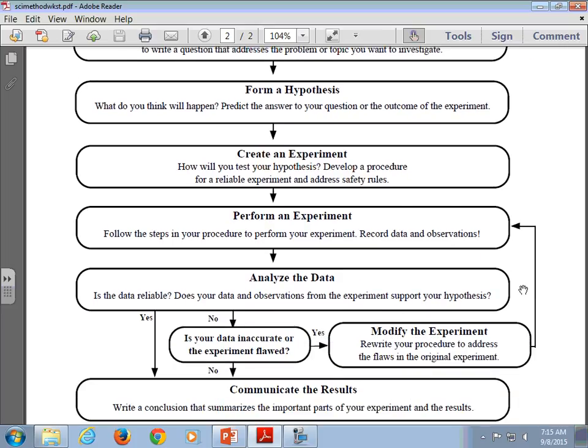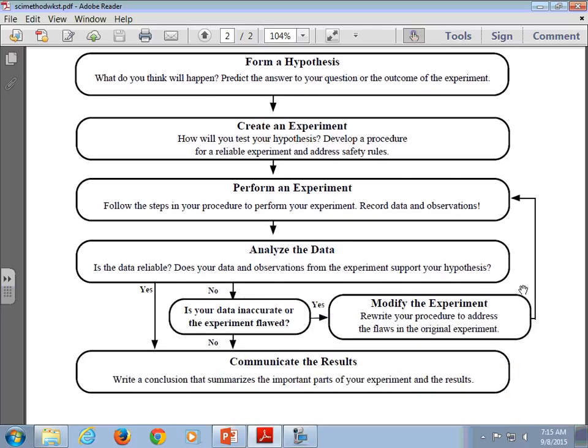The next step would be to perform an experiment. Follow the steps in your procedure to perform your experiment. Record the data and observations. Remember, we have two forms of data: quantitative, which is going to be numbers, and qualitative, which is going to be characteristics. Analyze the data.